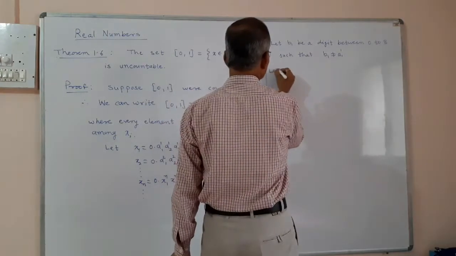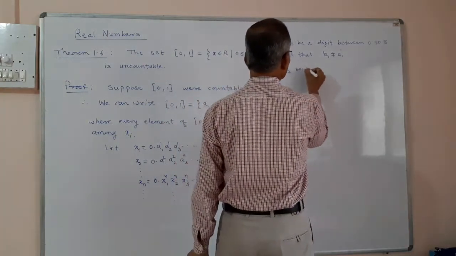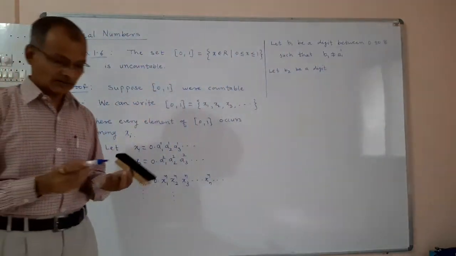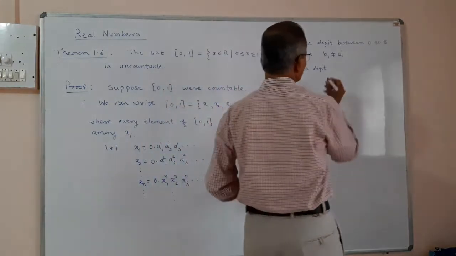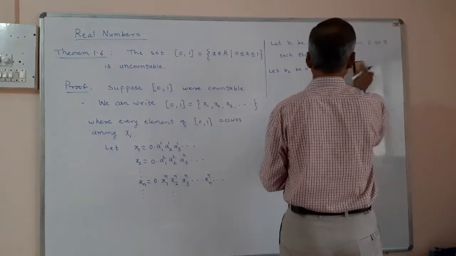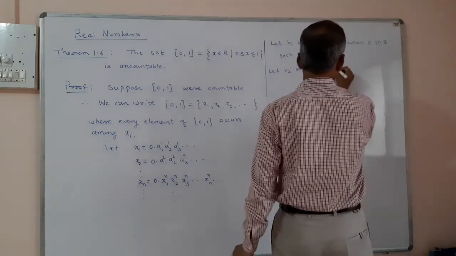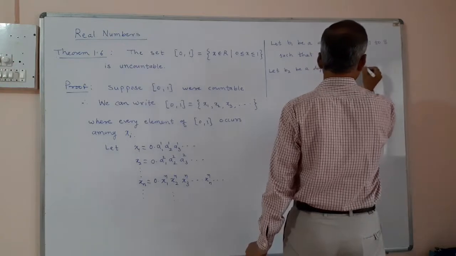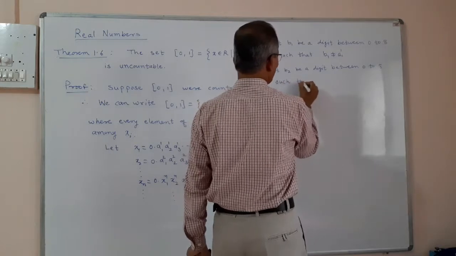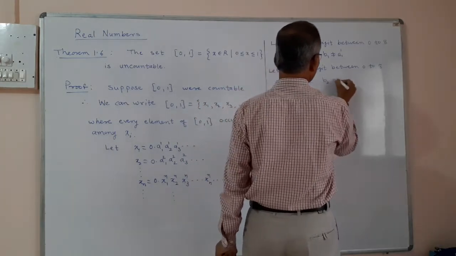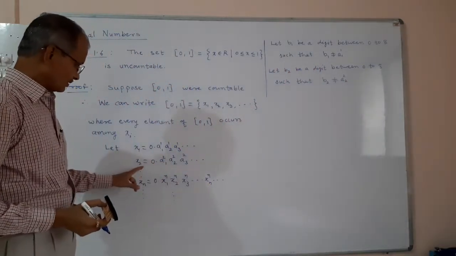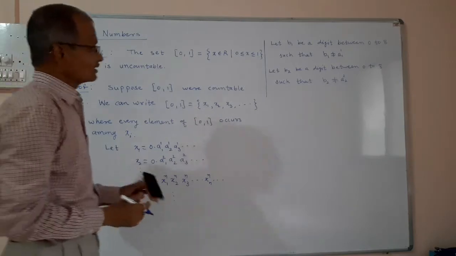Let b2 be a digit between 0 and 8 such that b2 is different from a22, the second digit in this representation, and so on.